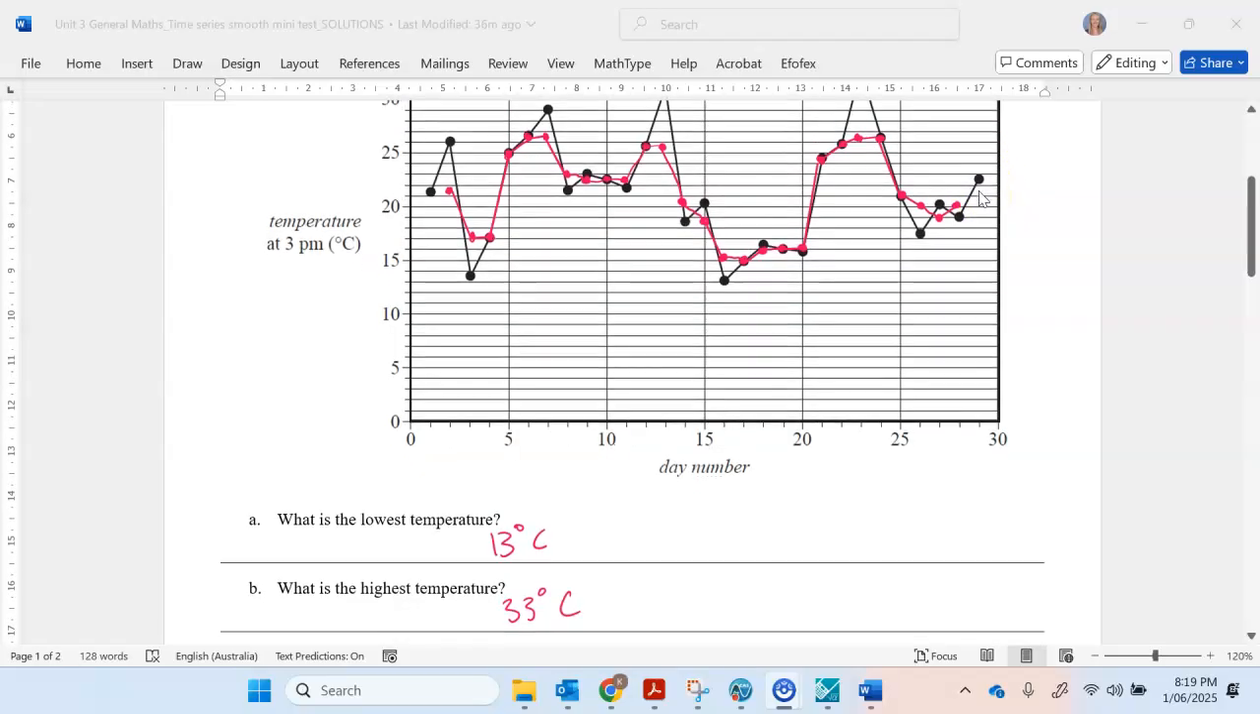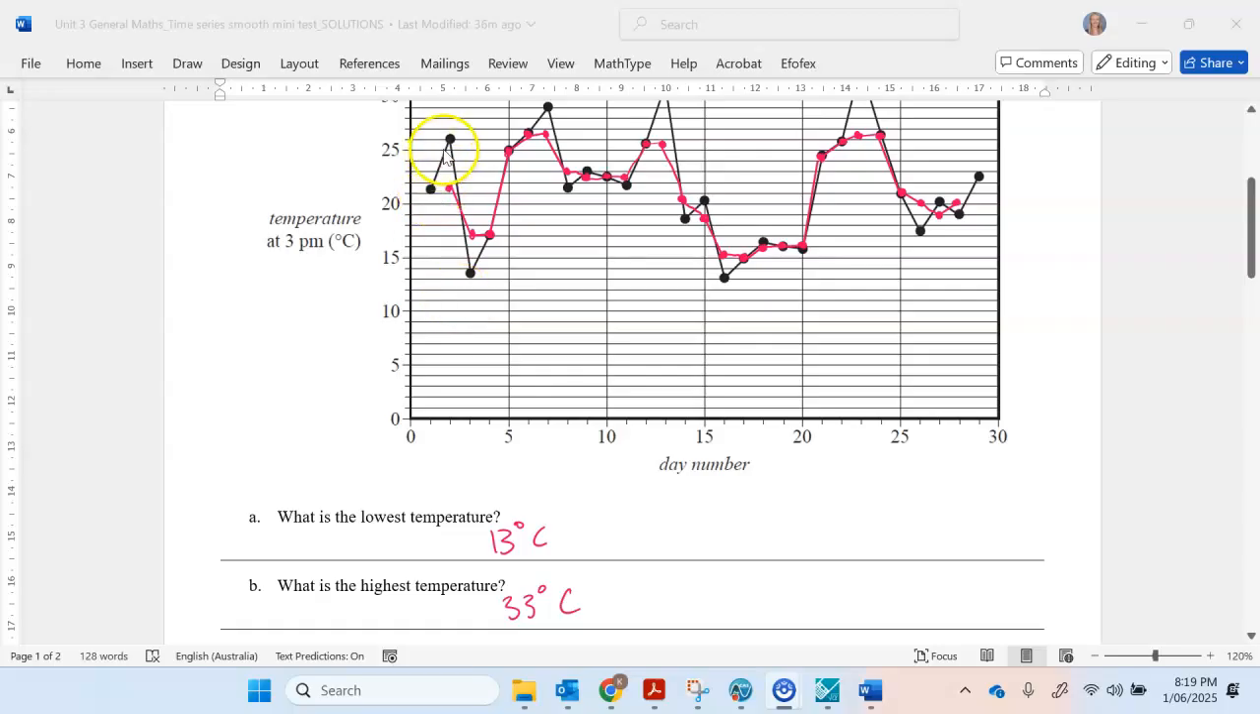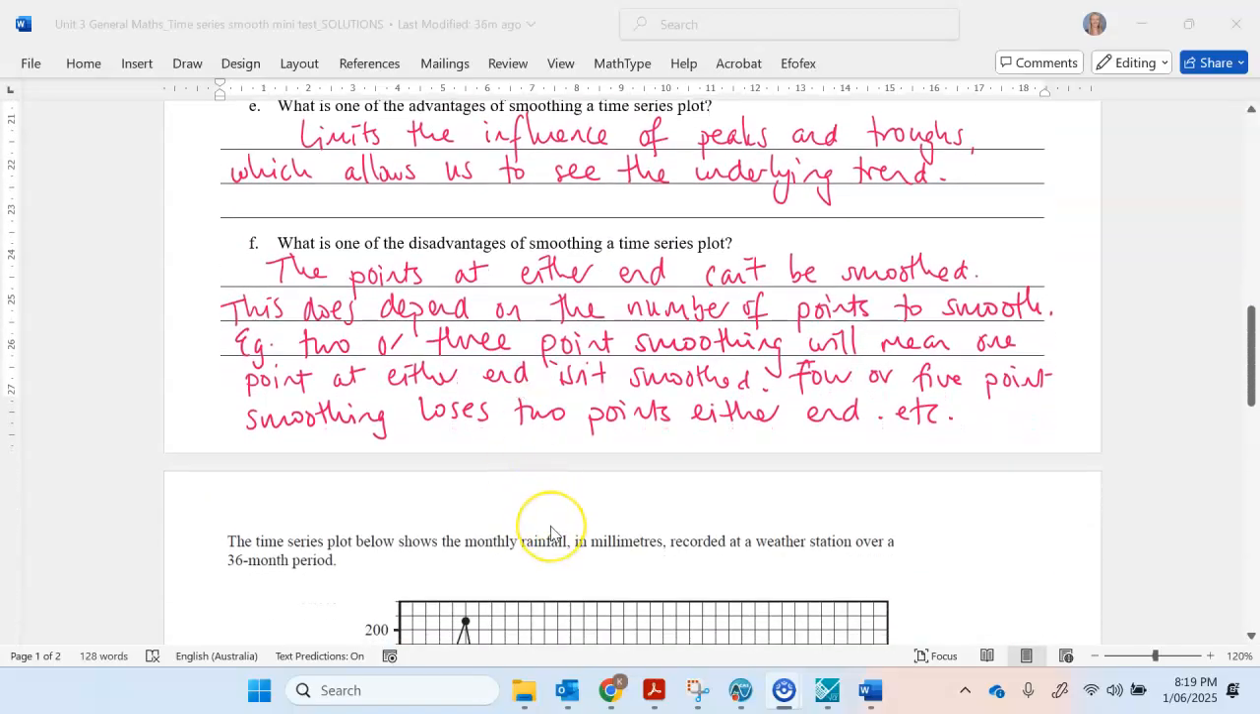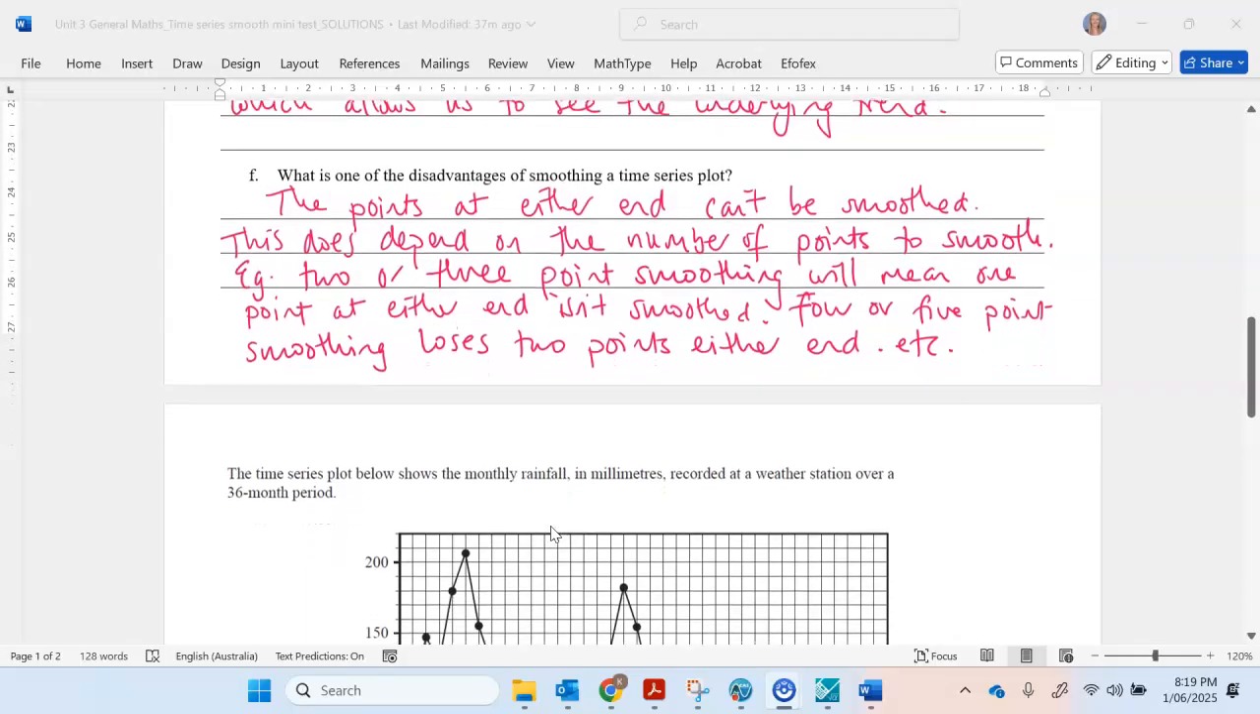If you had 5-point smoothing, then we would miss 2 points. So the greater the number of smoothing, the more points you're going to miss at the end. So that's what I've just written there. So the points at either end can't be smoothed. This does depend on the number of points to smooth. So if you had 2 or 3-point smoothing, you're going to lose 1 point at each end. If you had 4 or 5-point smoothing, you lose 2 points. If you had 6 or 7, 3 points, and so on.